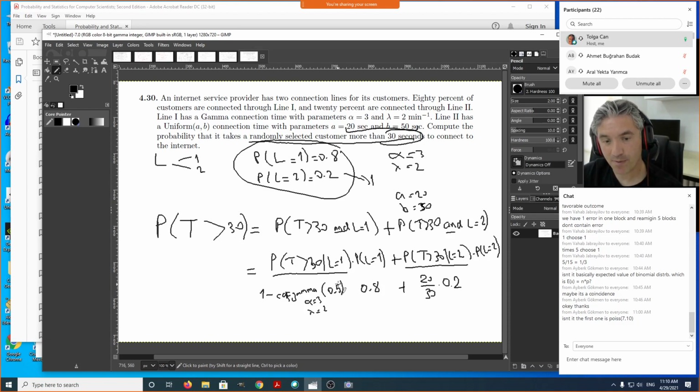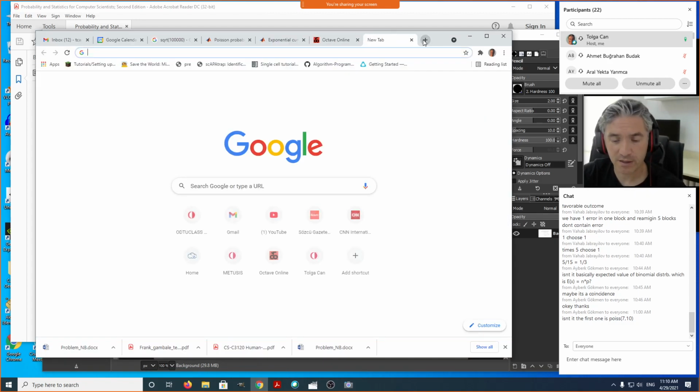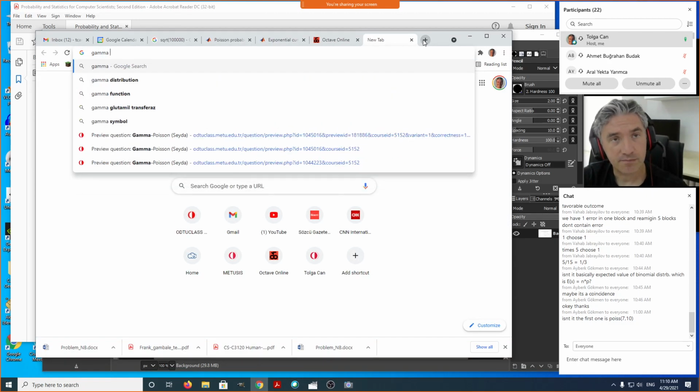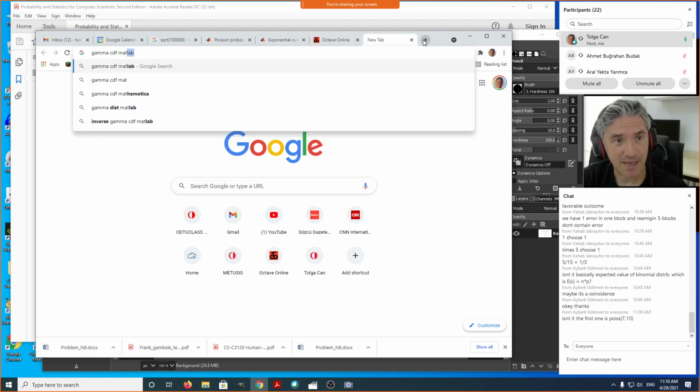So this is the probability. What I write here is the probability that it's going to take less than 0.5 minutes. That's the probability. 1 minus that will be the probability to wait more than 0.5 minutes. And you multiply that with 0.8. So if we do that, what is the CDF again? Let's see how we can do it in MATLAB.